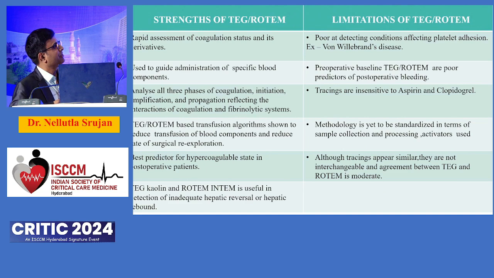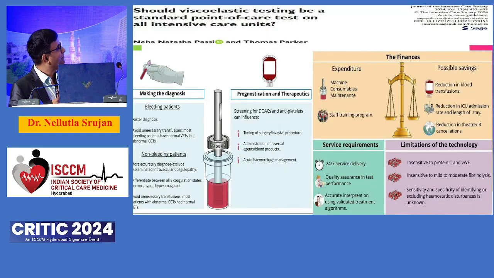The limitations: it is poor at detecting conditions affecting the platelet adhesion like von Willebrand's. The preoperative baseline TEG values are poor predictors of postoperative bleeding. Tracings are insensitive to aspirin and clopidogrel. Methodology is yet to be standardized in terms of sample collection and processing. Although tracings appear similar, they are not interchangeable, and agreement between TEG and ROTEM is remote.